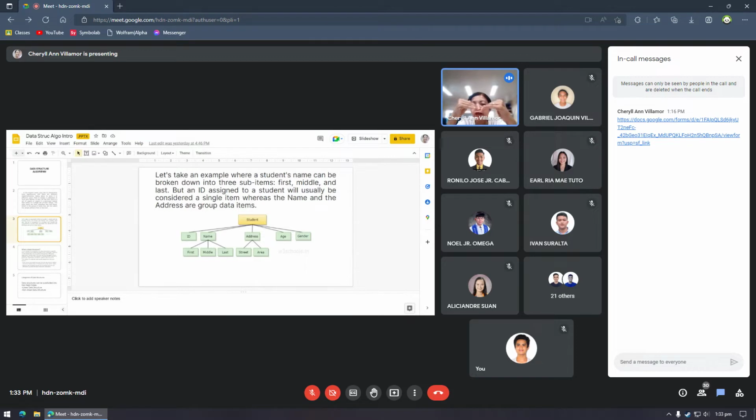The gender can be broken down into sub-items also. Gender can be male and female, so it can be either male or female. So that's it, class. Once data can be broken down into sub-items, it is considered a group data item. But if the data does not need sub-items, then that data is considered a single data item.